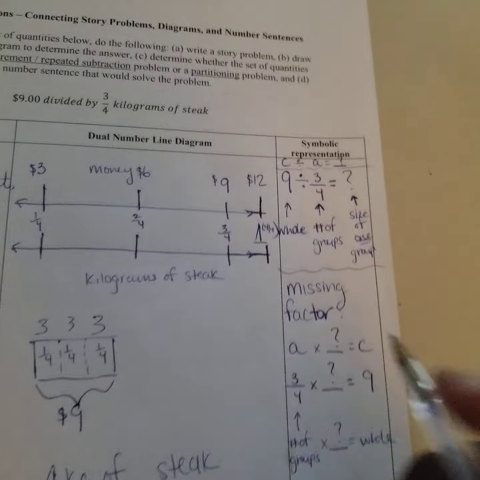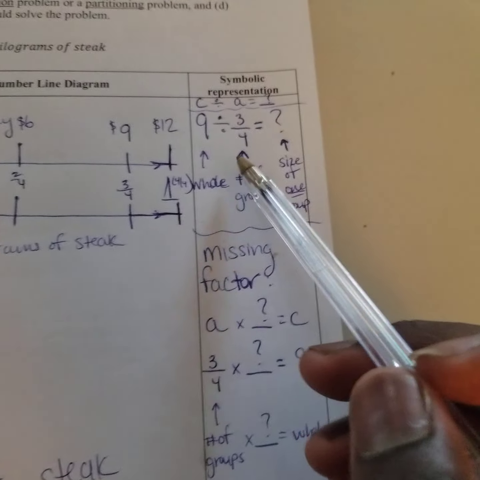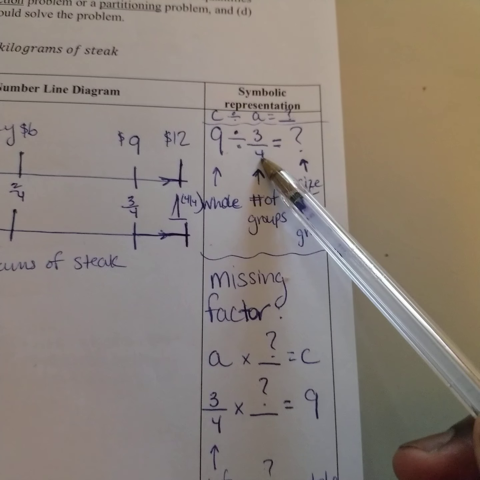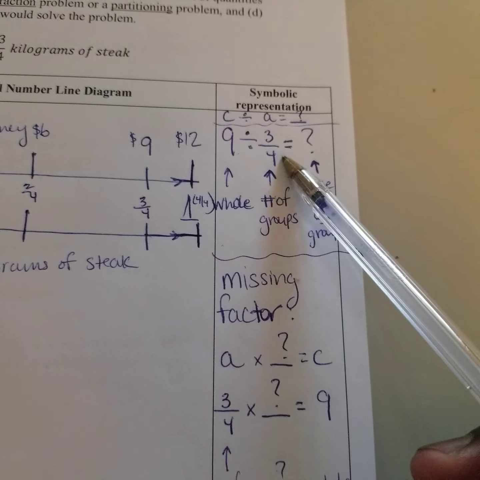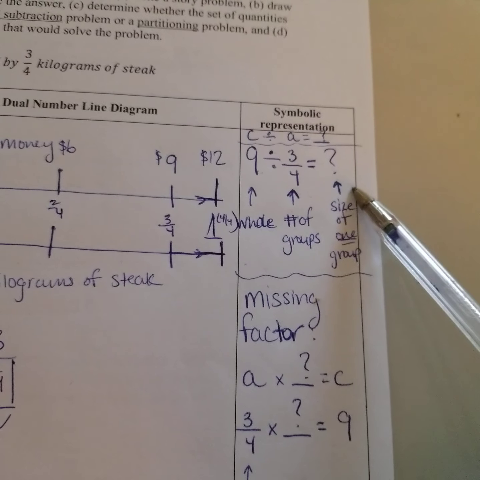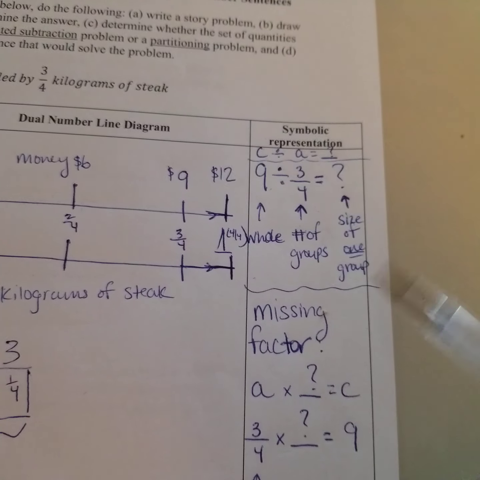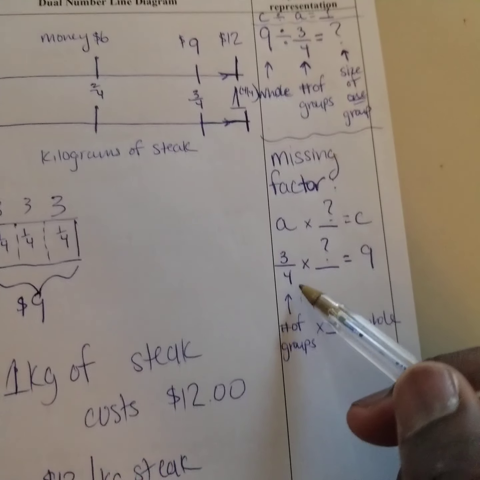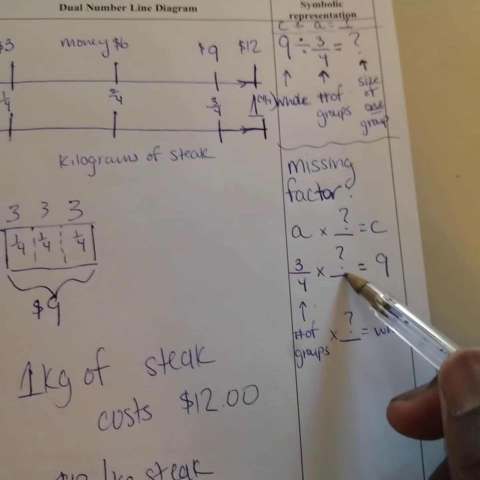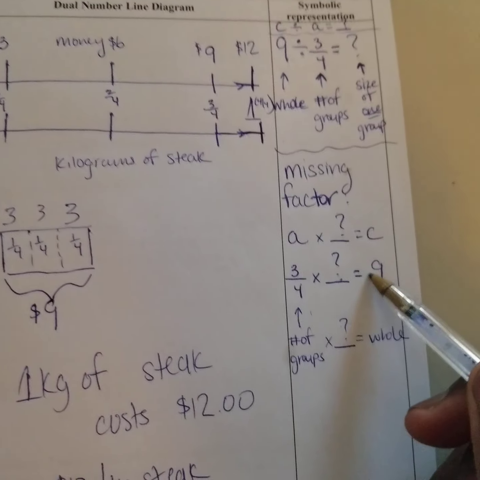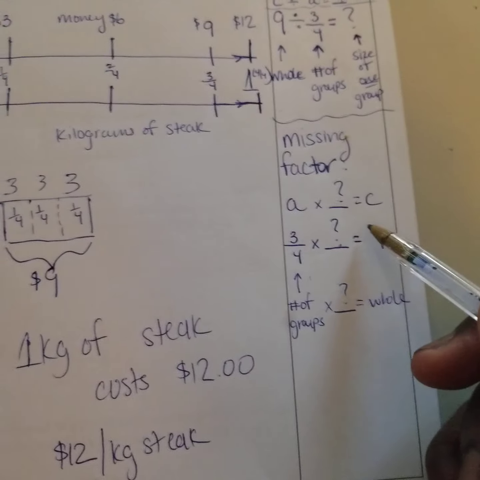Okay, and last but not least, the whole is $9. This is the number of groups. We just don't have a whole group, so it's 3/4 of a group. And then the size of one group. So the missing factor: number of groups, 3/4, times blank, which represents the size, equals the whole, which is $9.